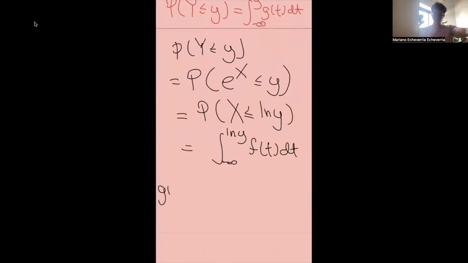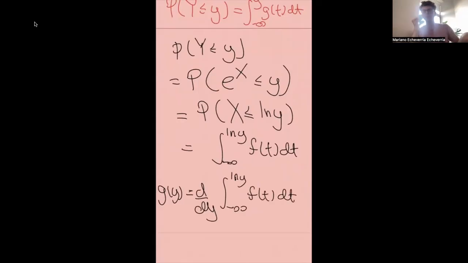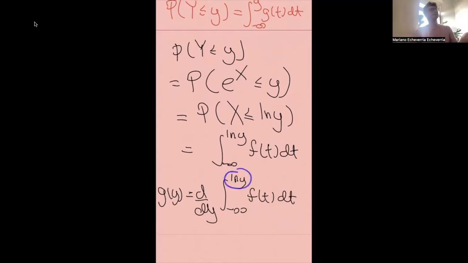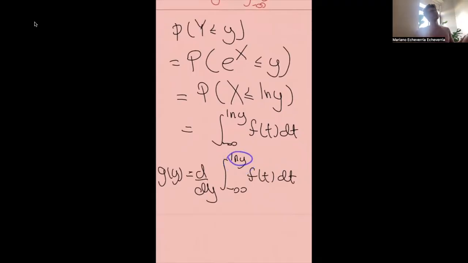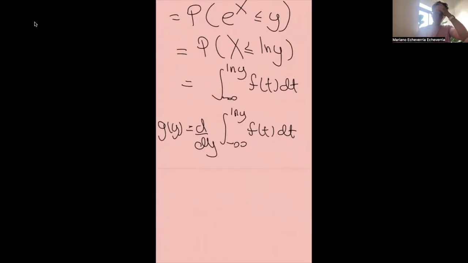So that means that the density of y is going to be the derivative with respect to y of the integral from minus infinity to ln of y of f of t dt. And here maybe it's more clear that you cannot just apply the fundamental theorem directly, because to apply the fundamental theorem of calculus directly, you need this to be y. So again, you can make u equals ln of y. So this is the derivative with respect to u of the integral from minus infinity to u of f of t dt times the derivative of u with respect to y.